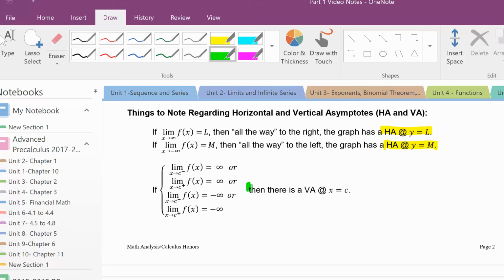If you find the limit from the left and the right of a number, and it's one form of infinity, whether it's infinity or negative infinity, then you know there's a vertical asymptote at x equals that number. So that's how you tell if there's a vertical asymptote.